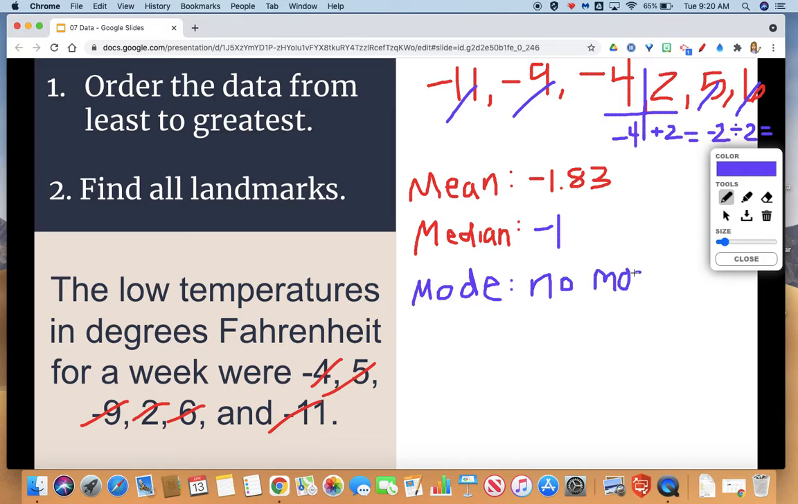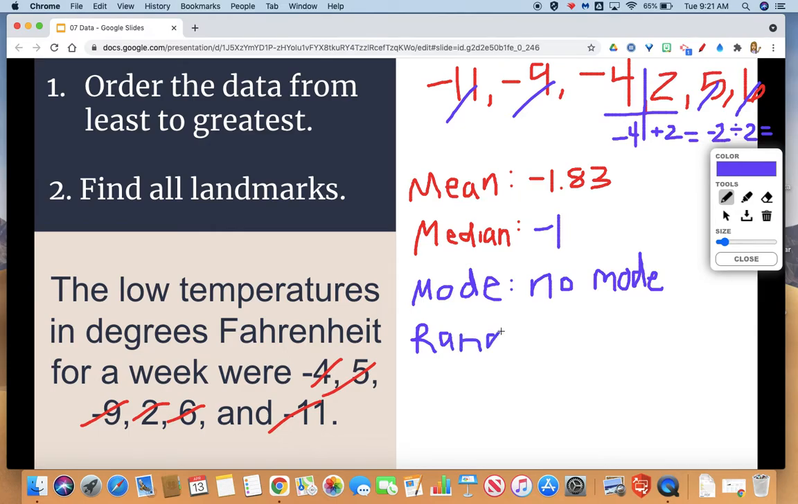We want to avoid using the number 0 because 0 is a number. And so if we put 0 here, 0 mode, that might confuse someone and they might think you have a lot of zeros in your data set, which is not true. Let's move on to range.